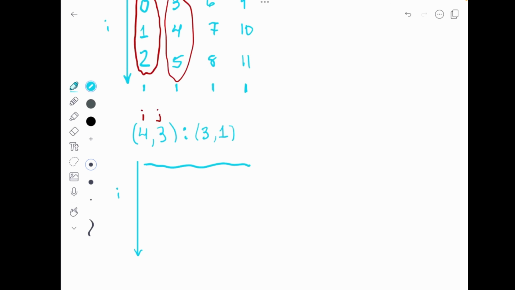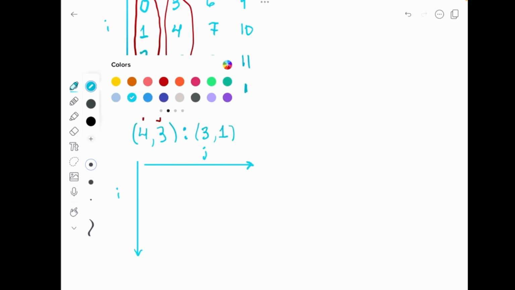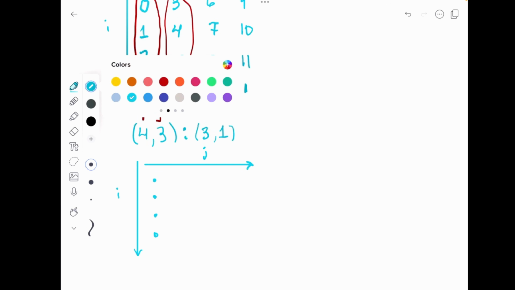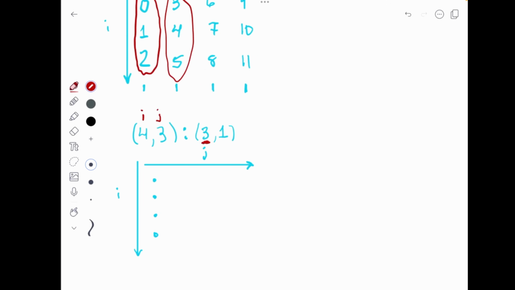I'll draw the positive J direction. Okay. So I'm going to have 4 elements in the I direction. So I'll draw them here. 1, 2, 3, 4. I always start from 0, but they're going to have stride 3. Right. So what I'm going to do is start from 0.